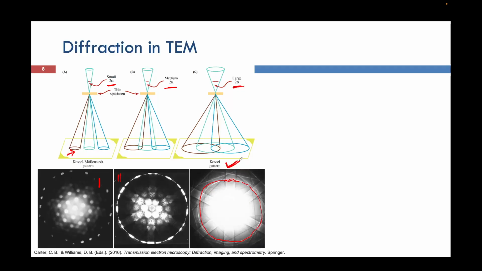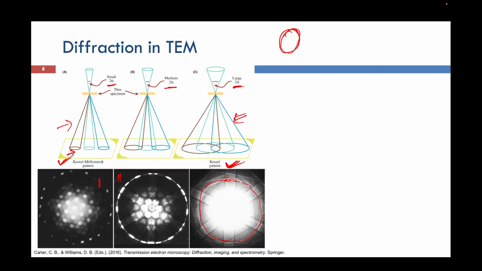Those cones will eventually be cut by a screen, and that is how we get a ring kind of structure. Since these cones are in 3 dimensions, all the 3 cones overlap with each other in this scenario, and this is what is called the Kossel pattern. And when all the 3 cones that are formed are not overlapping with each other, that means they are placed distinctly, far away from each other, that pattern is known as the Kossel-Möllenstedt pattern.